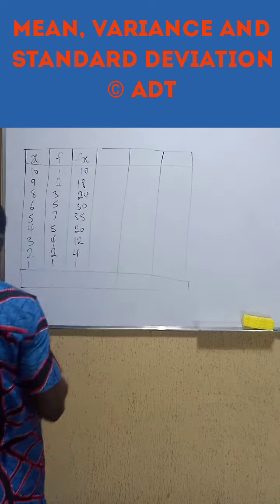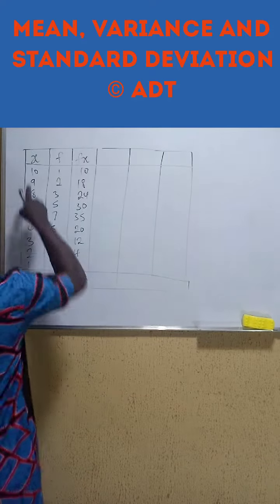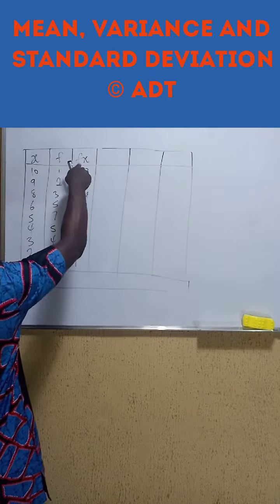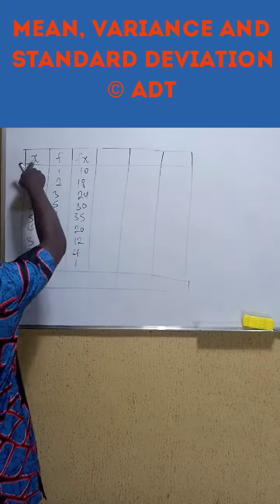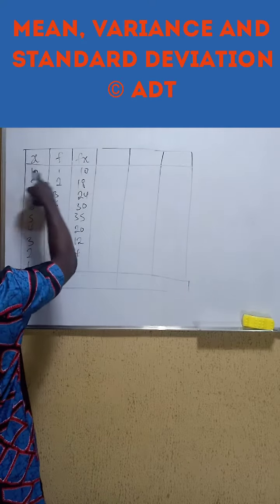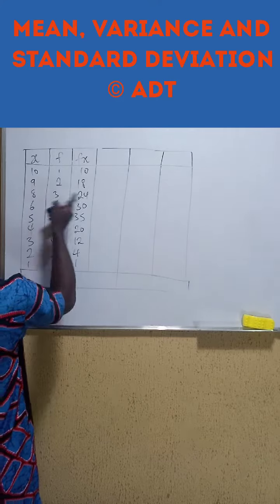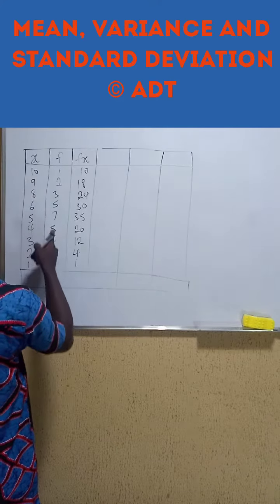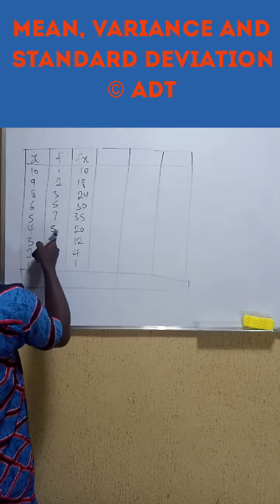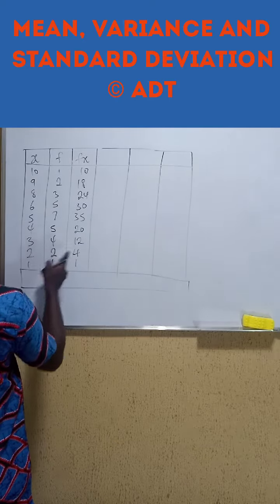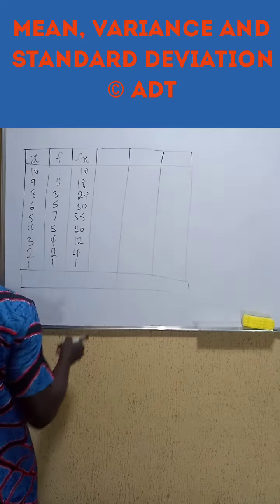To get this 10, you do 10 times 1, because this is f times x. So 1 times 10 is 10, 2 times 9 is 18, 3 times 8 is 24, 6 times 5 is 30, 3 times 5 is 25, 4 times 5 is 20, 3 times 4 is 12, 2 times 2 is 4, and 1 times 1 is 1.